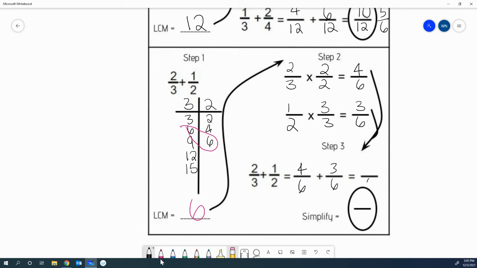And you just go ahead and bring that denominator over. 4 plus 3 is 7. Are we done? Oh no. Now we've got 7/6. You cannot turn in an improper fraction, so we're going to go ahead and say 7 divided by 6 would be 1 and 1/6.